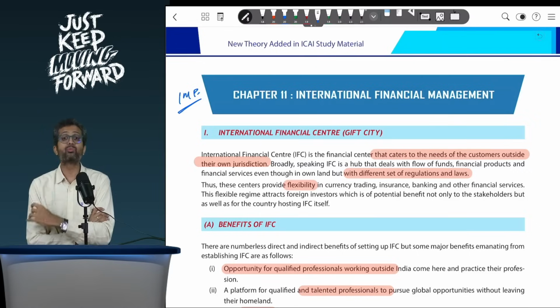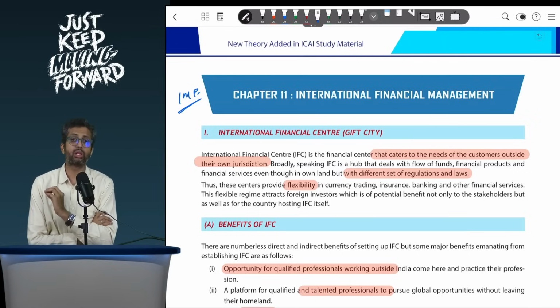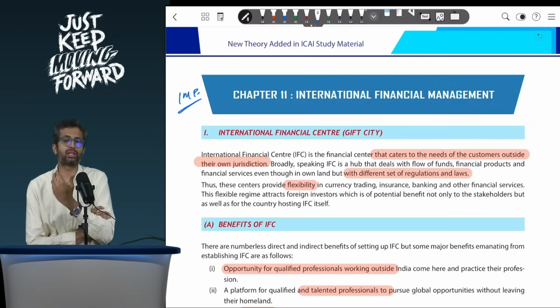However, you have some favorable regulations, much more relaxed. It is, for all practical purposes, treated as if you are operating outside of the Indian jurisdiction, whereby the Indian laws will not necessarily apply. However, you have much more favorable, relaxed laws. So over here, that is the International Financial Center.